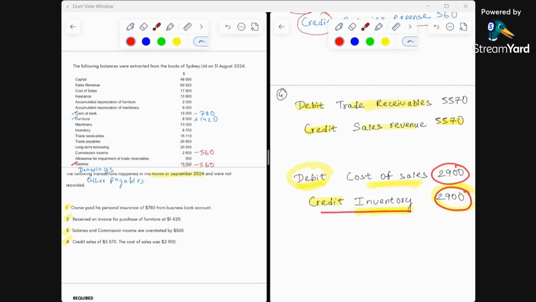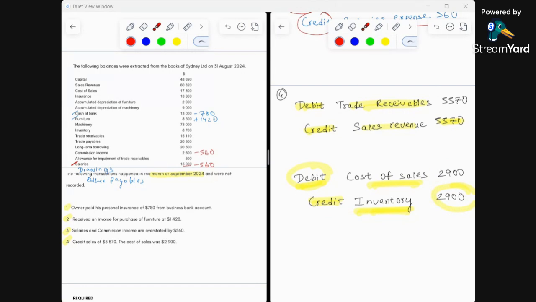So when we debit cost of sales by $2,900, our expenses are increased by $2,900, and when we credit the inventory account by $2,900, our current assets are going down by $2,900. So we have 4 lines of entry which we need to reflect in the balances we were originally given.